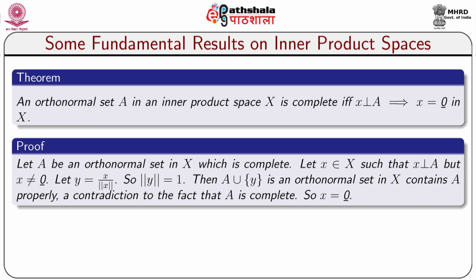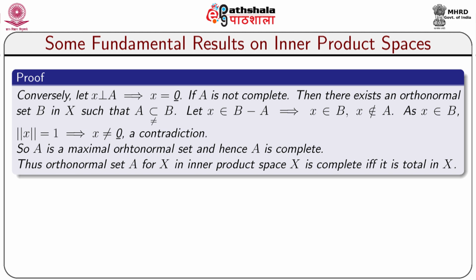Let A be an orthonormal set in X which is complete. Let x belong to X such that x is perpendicular to A, but x is not equal to the 0 vector. Let y equal x by norm of x. So, norm of y equals 1. Then A union the singleton set {y} is an orthonormal set in X which contains A properly, which is a contradiction to the fact that A is complete, that is, A is a maximal orthonormal set. So, x must be equal to the 0 vector.